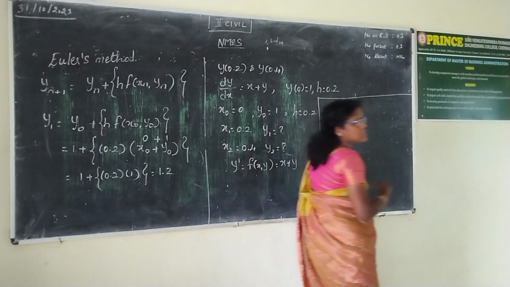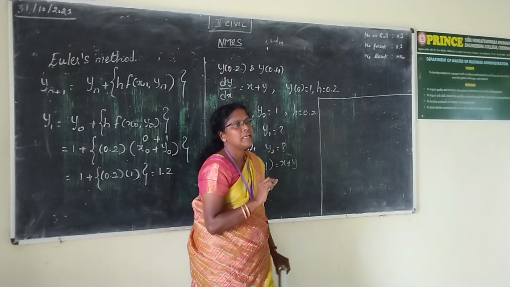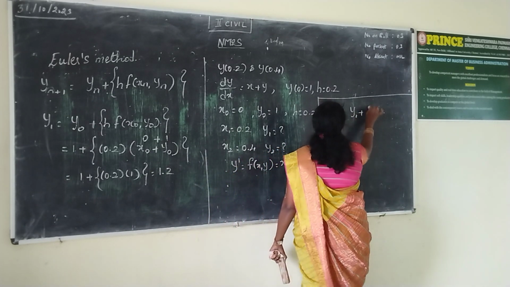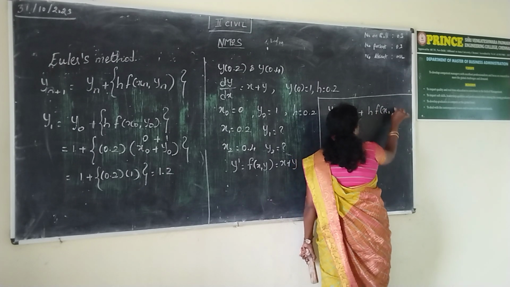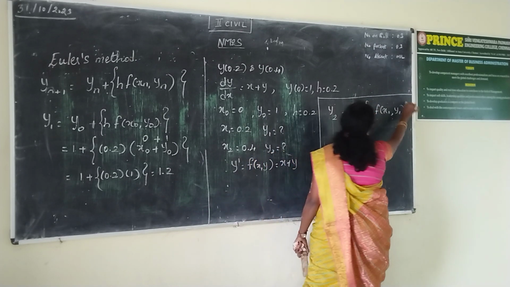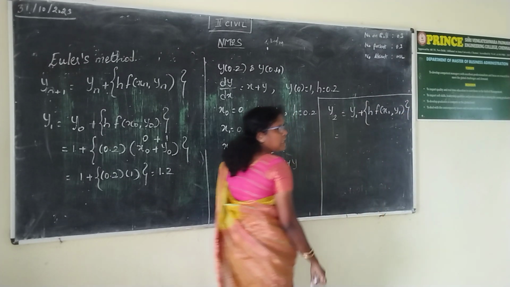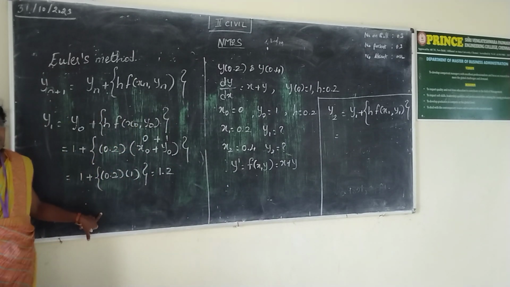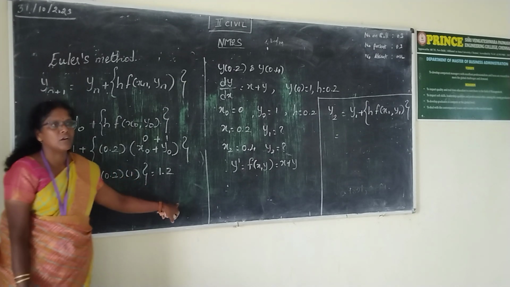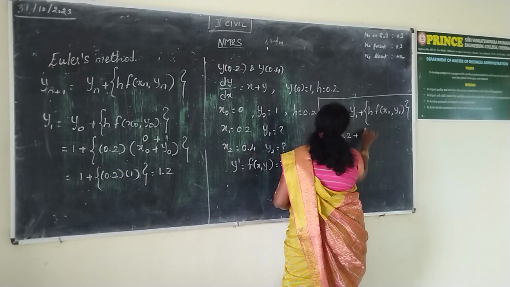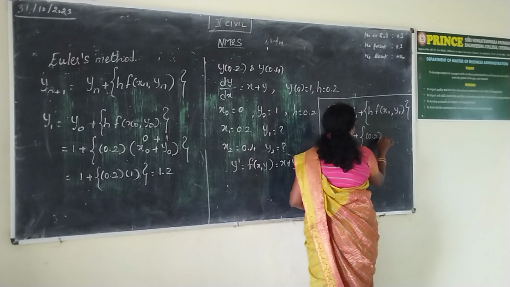To get y2, substitute in their formula n equal to 1. So y2 equals y1 plus h into f of x1 comma y1. Substituting n equal to 1, y1 is the new value you have got. So y1 is the value you got. What is y1? 1.2, plus h value is 0.2.